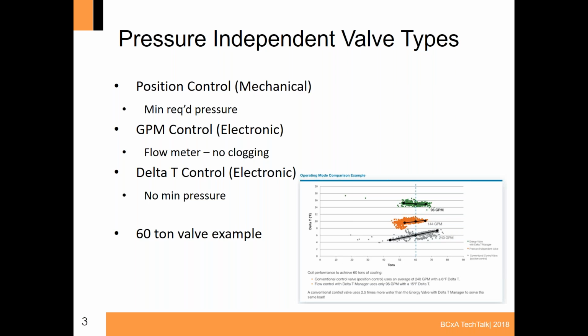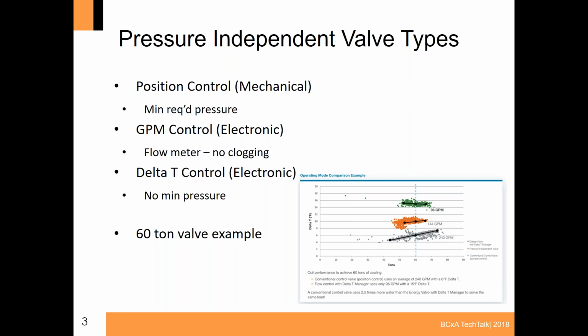So essentially what you've got is not only a flow meter, but temperature sensors on the in and out side. Essentially, it's a control valve that's using a BTU meter for control. And there is also no minimum pressure required for both of the electronic devices.